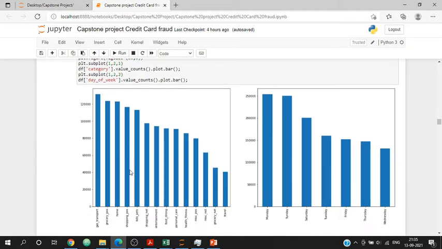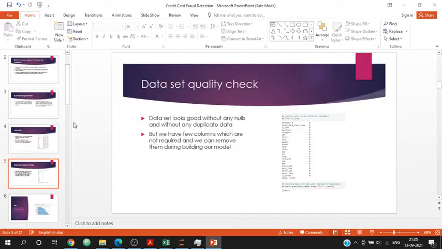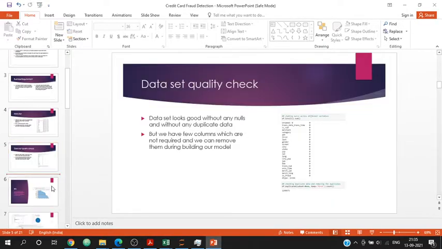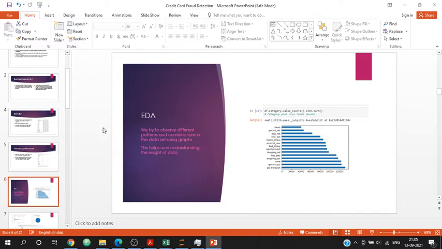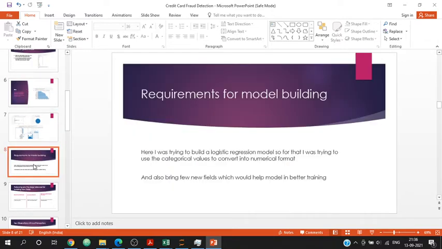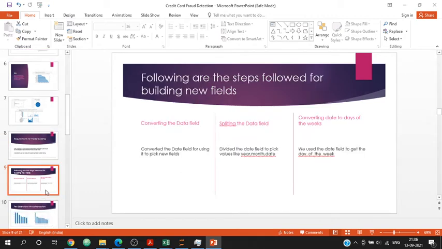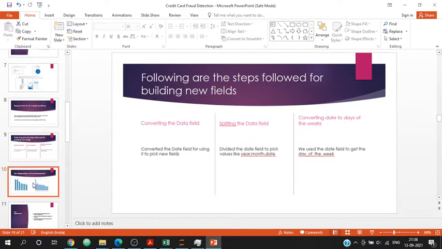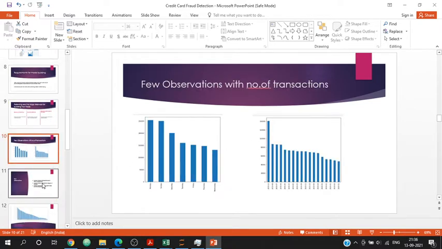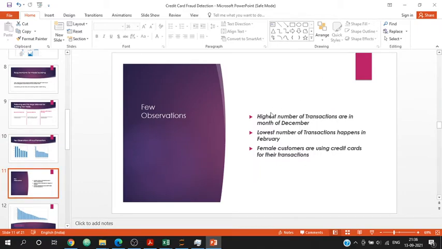Then I used a few bar plots to plot it here. In a similar way, I have created a presentation here also. This is nothing but the same thing which I am explaining over there. The words which I say are written here. I was trying to observe different combinations, and also the requirements for model building. This is the place where I was extracting year, month, and date, and also doing a bit more analysis and observations.